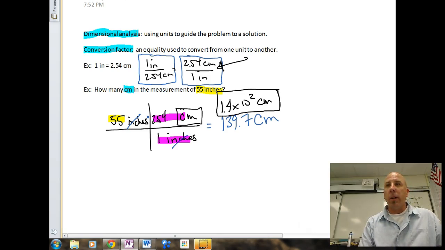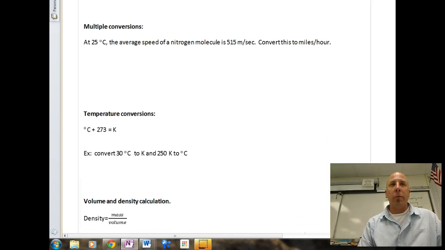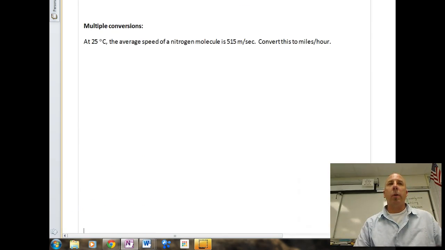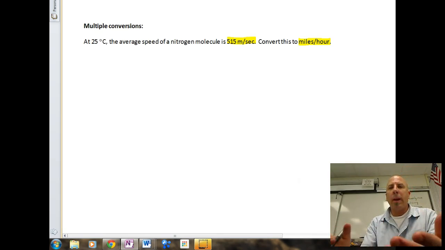Let's jump into something a little bit more challenging, something like this, where we could do multiple conversions. And again, with these types of problems, we can just Google the answer if we wanted to. It'd be really easy. If I wanted to convert 515 centimeters, or looks like it's meters per second, into miles per hour, I could just plug that into Google and it would spit an answer out and it would be fantastic.